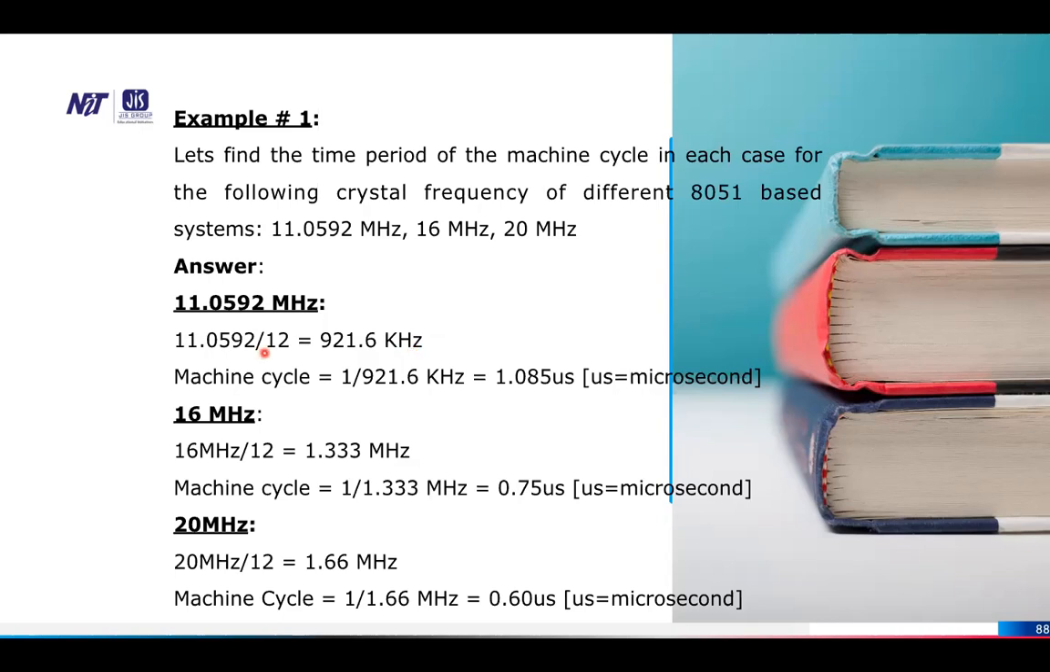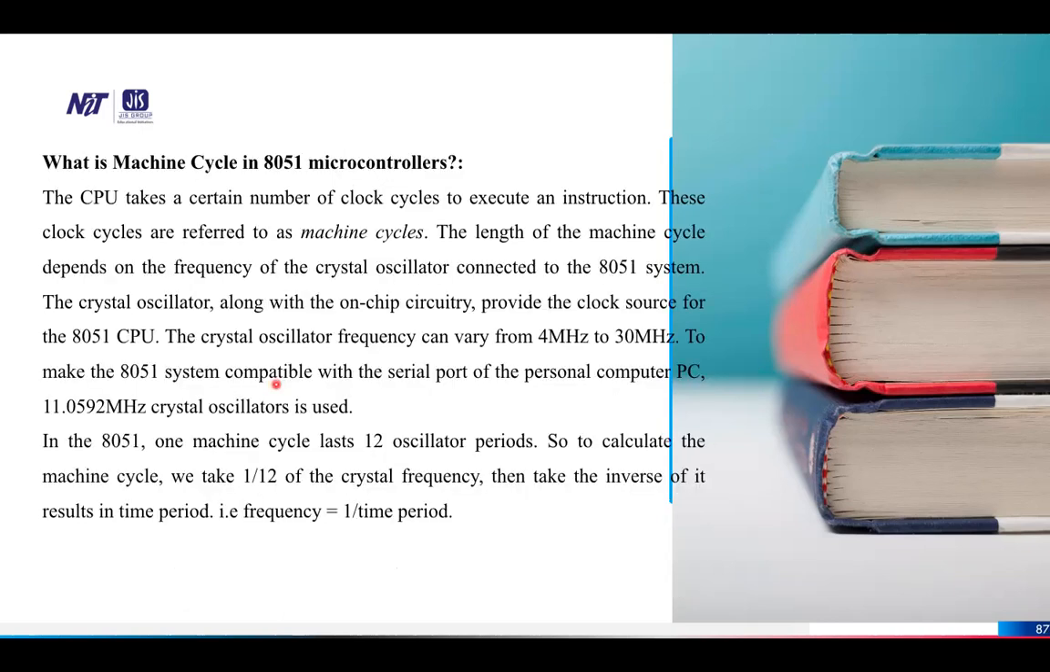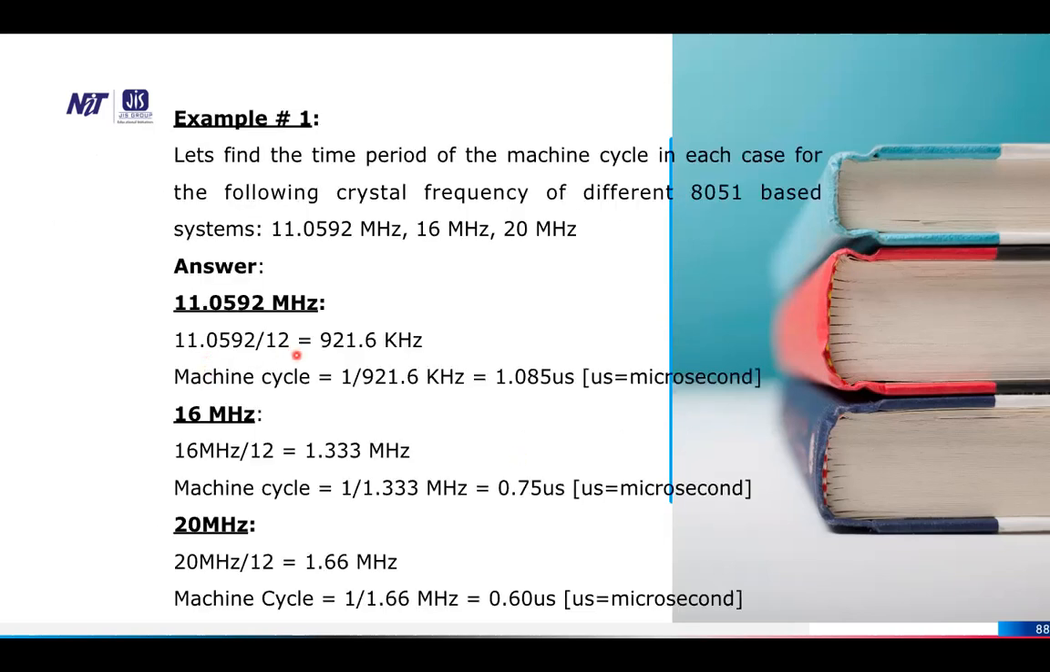it is divided by 12 because earlier we saw that we take 1 by 12 of the crystal frequency, because one machine cycle lasts for 12 oscillator periods. Thus, divided by 12, we get 921.6 kilohertz. Therefore, the machine cycle is equal to 1.085 microsecond. For 16 megahertz, it is 0.75 microsecond, and for 20 megahertz, it is 0.60 microsecond.